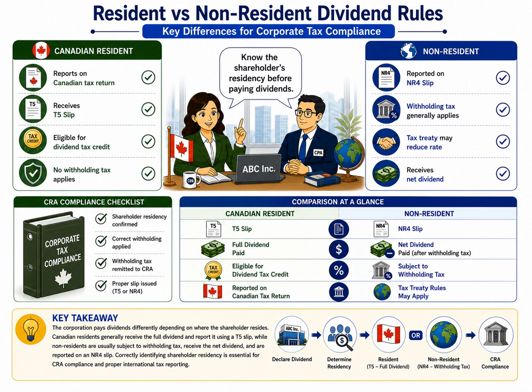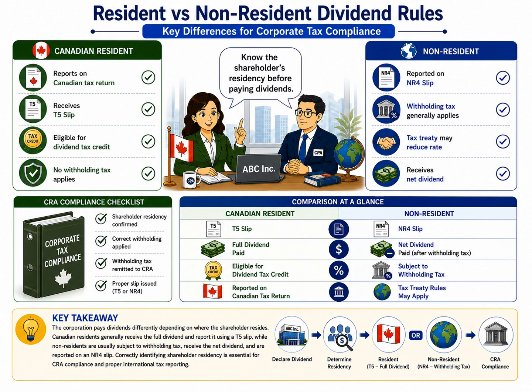First, confirm the shareholder's residency. Next, determine whether withholding tax applies. If tax must be withheld, calculate the correct amount, remit it to the CRA on time, and prepare the appropriate reporting slip, either a T5 for Canadian residents or an NR4 for non-residents.